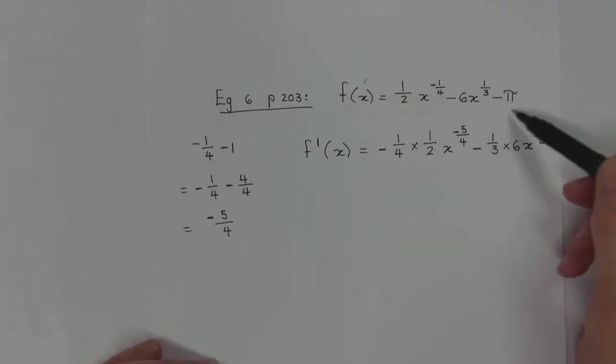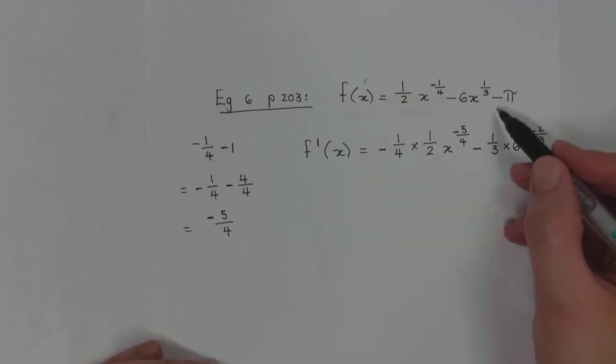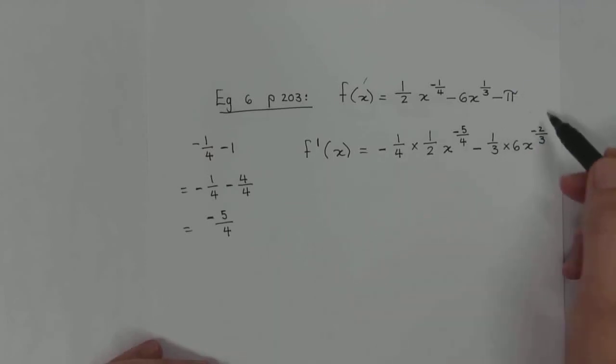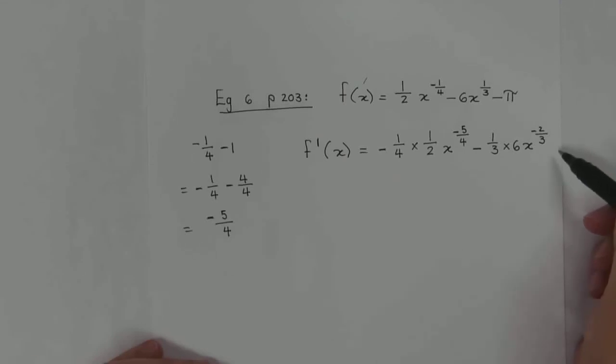Now, this one, please, please, please, people, be careful. Pi. Pi is not a variable. Pi is a constant. Pi is equal to 3,14 if I round it off. And we have discussed this already. The derivative of a constant is 0. So I'm not even going to write that 0, but please remember the derivative of pi is 0.